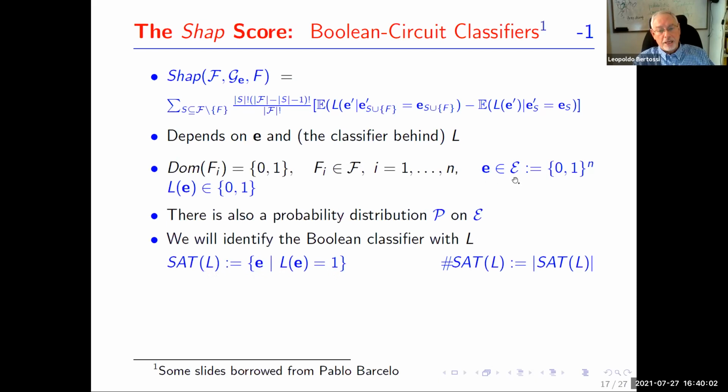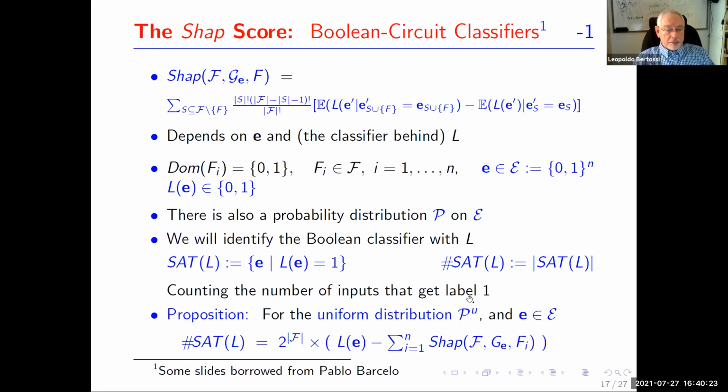Yeah, all the entities in this space that get the value 1, that are classified with 1. And sharp SAT of L is basically the number of satisfying assignments or satisfying entities, those that get the value 1, the cardinality of the set of entities that get the value 1. So this is counting the number of inputs that get value 1.